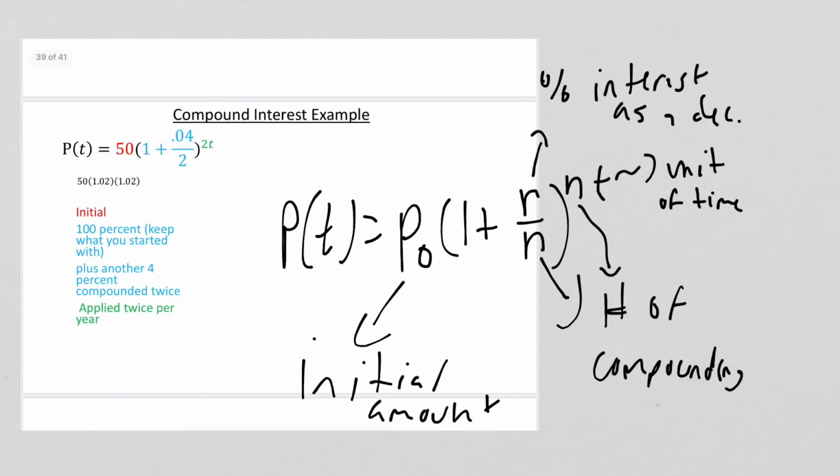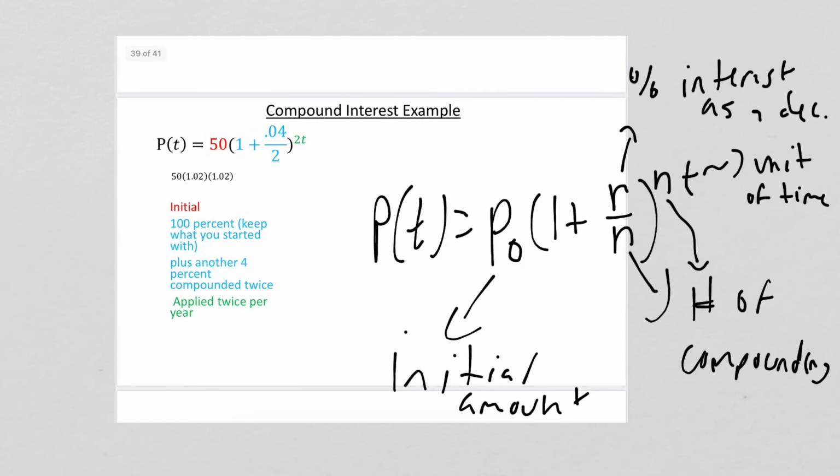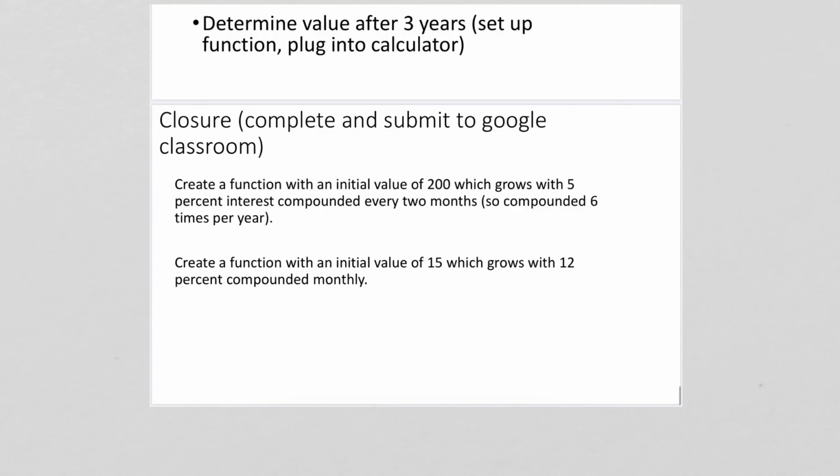You also had this example that we started with when we introduced this function. And so now you have a closure to do. You have 2 problems, and you should do these in your notes and then submit pictures to Google Classroom when you are done.